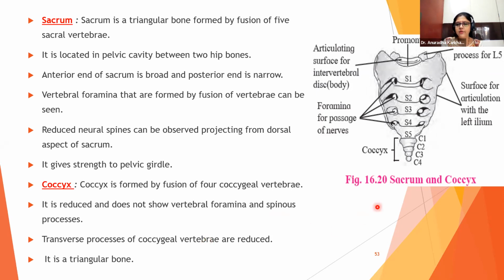So you can see over here in this diagram, sacrum and coccyx. So see, these are the 1, 2, 3, 4, which are going to be the foramens for passaging of the nerves. So spinal nerve जो है यहाँ से निकल आते हैं, right? Surface for articulation with the left ilium, that is going to be how the girdle is going to be formed.